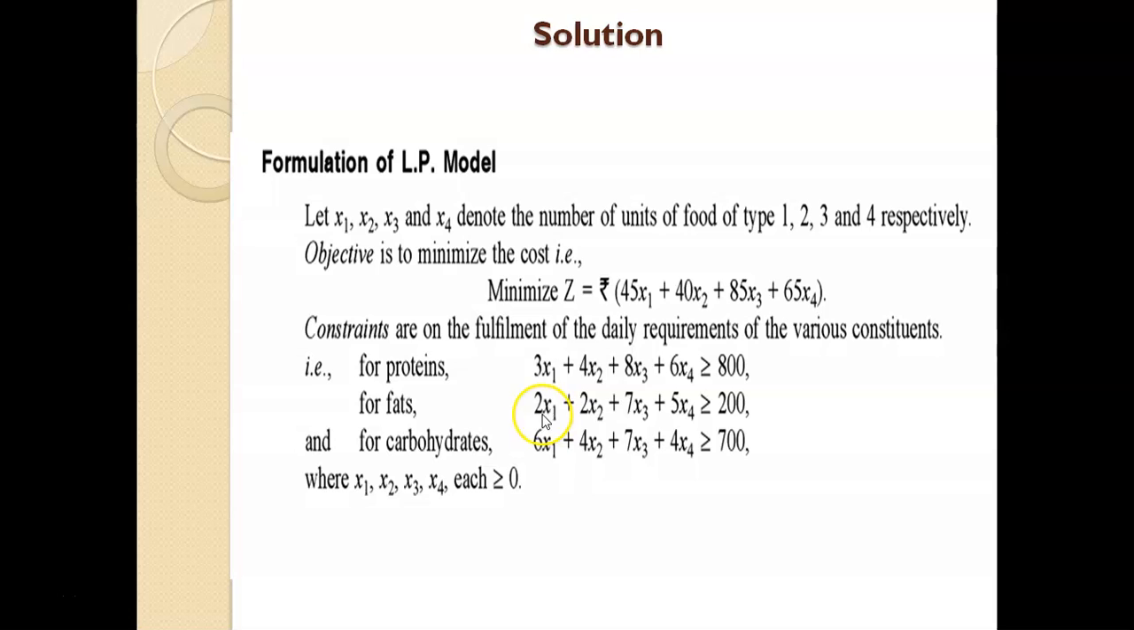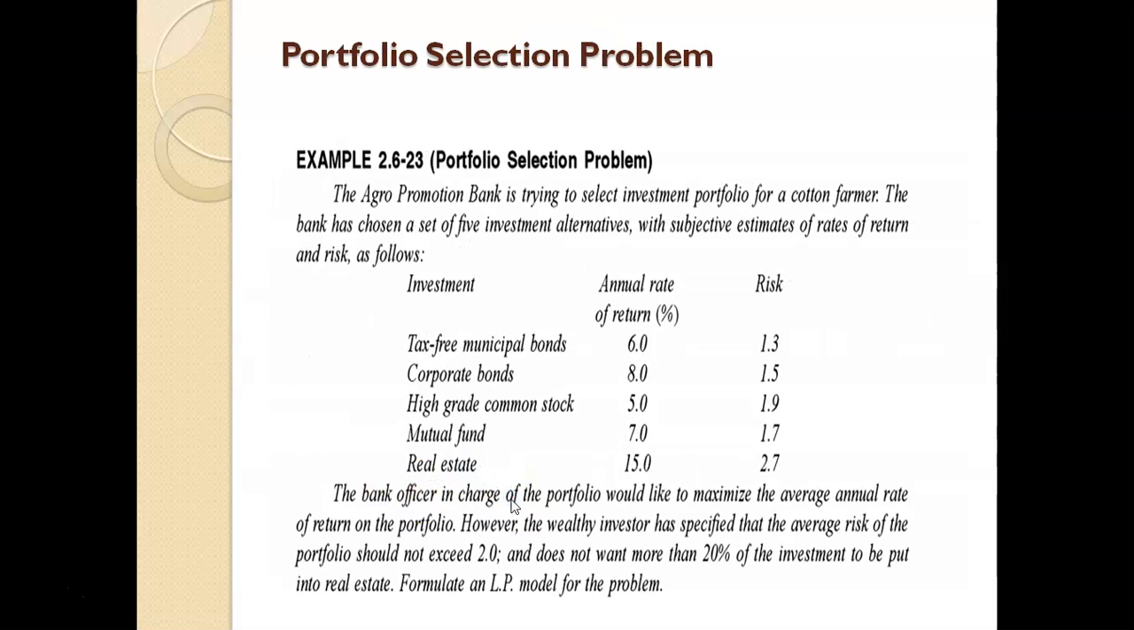Similarly, we can have the constraints for fats. Okay, in the same way we can write it. Similarly, we can write the third constraint for carbohydrates, and x1, x2, x3, x4 are all greater than or equal to 0 because negative quantities cannot be purchased. Okay, so the only feasible options are x1, x2, x3, x4 greater than or equal to 0.